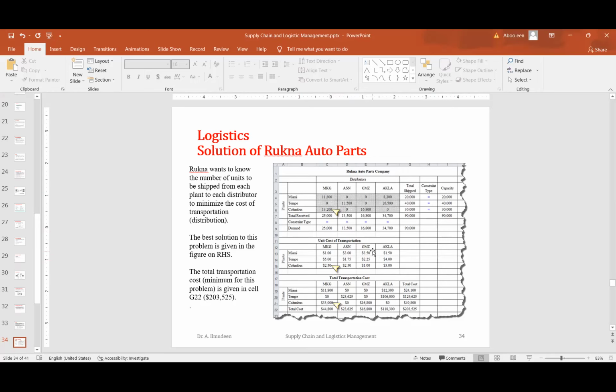Okay. Can you see this? Can you see my slide? Yeah.